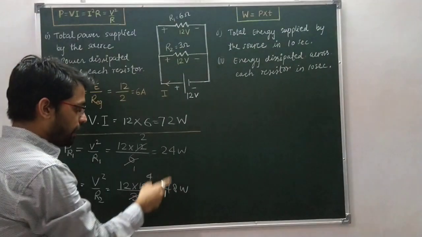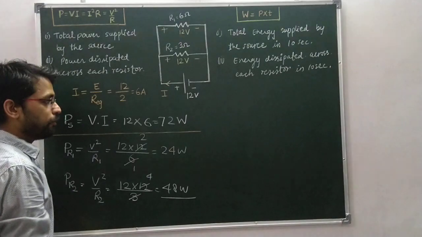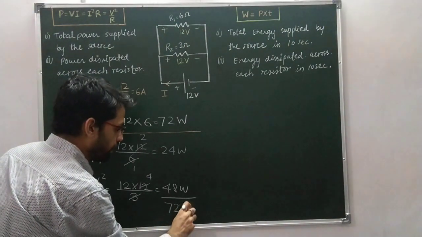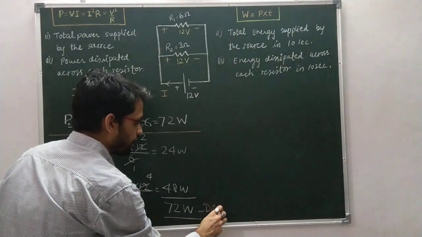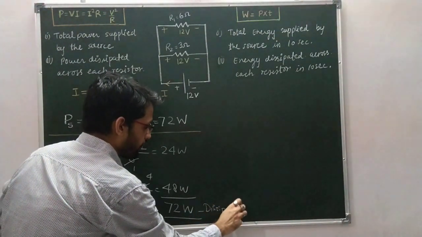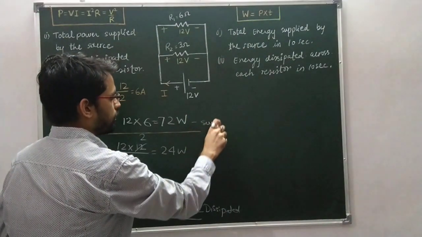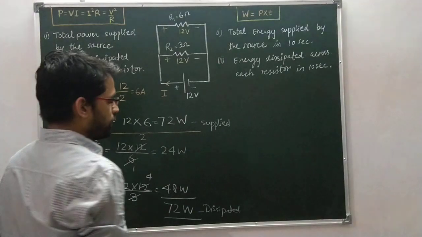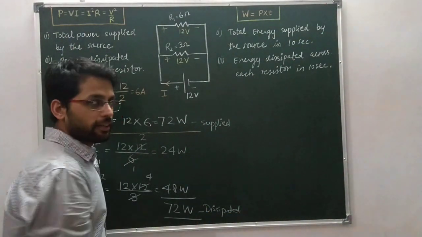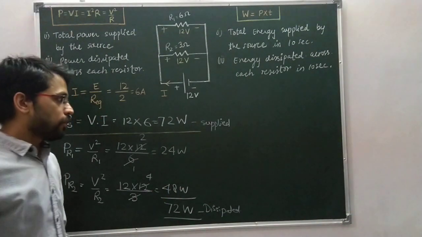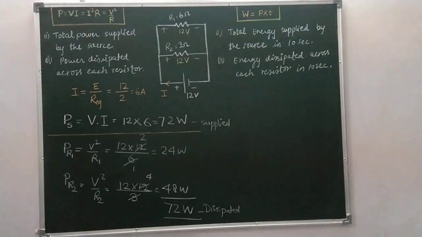Now add these two, 48 plus 24, it is 72 watt. So this is the power dissipated and this is the power delivered or supplied. And you see that the total power supplied is equal to the total power dissipated. So this is the power calculation.